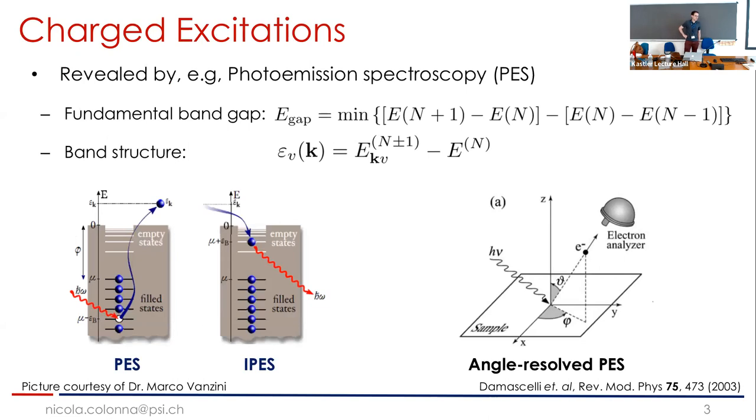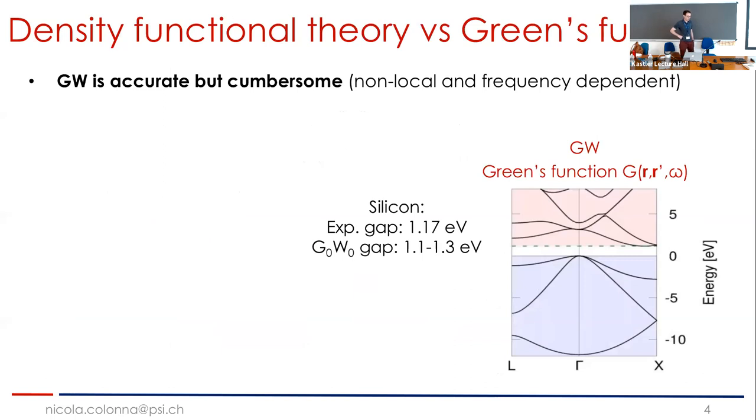The central quantity we want to target is charge excitations. You are probably very familiar with this. Essentially, this is the band structure of your material and it's not a ground state property, so in principle density functional theory can't help you in this respect. Still, you would like to accurately reproduce those quantities because they are connected with experiments like direct or inverse photoemission spectroscopy or angle-resolved photoemission spectroscopy. So the question is, how do we simulate those quantities?